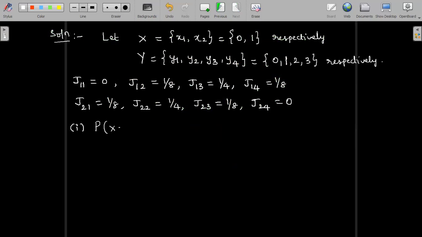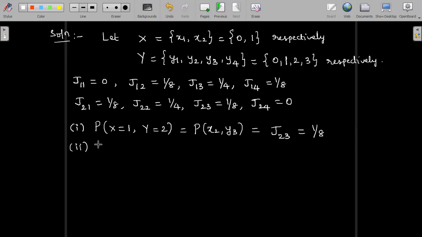So probability of x is equal to 1, y is equal to 2 is same as writing probability of x2 comma y3. X is equal to 1 is nothing but x2. Y equal to 2 is nothing but third value, so y3. And this is same as writing J23. And J23 value from the table is 1 by 8. Similarly, now we can find out the remaining part of the problems.